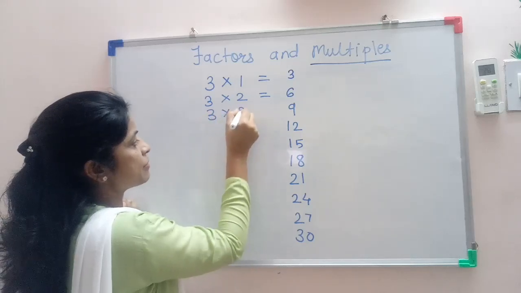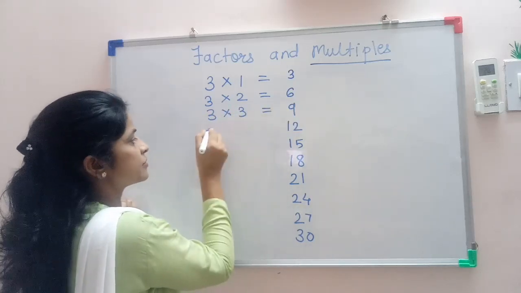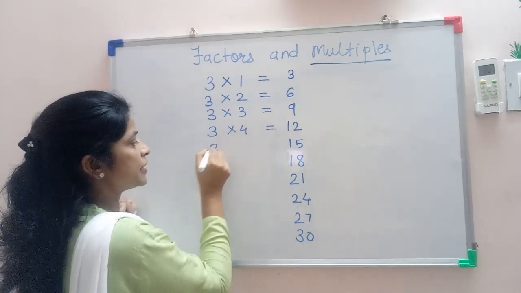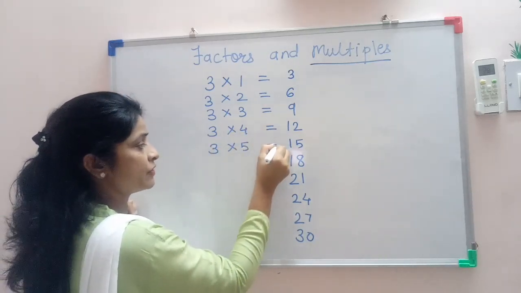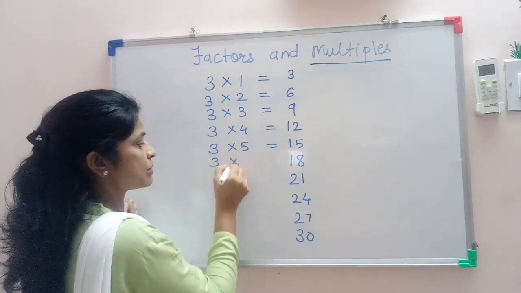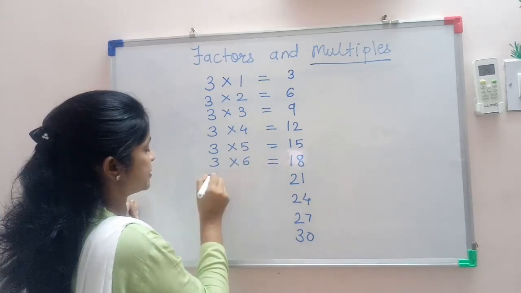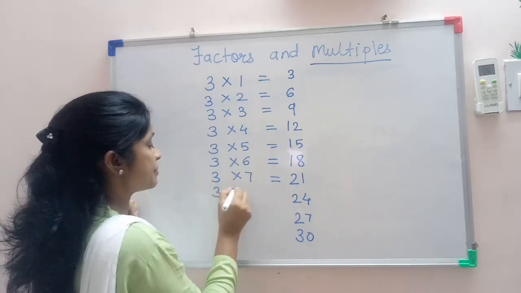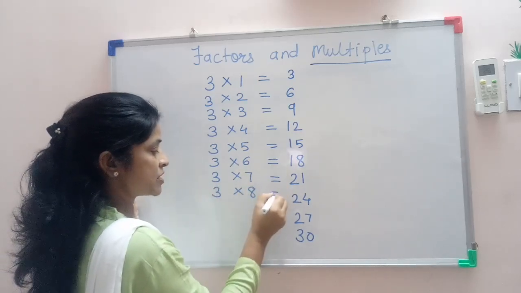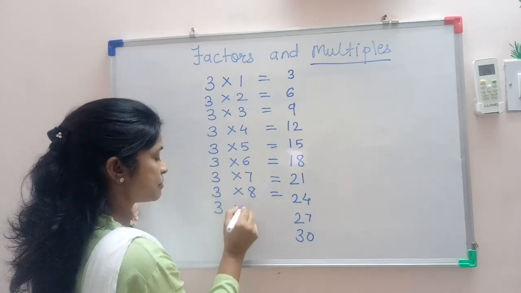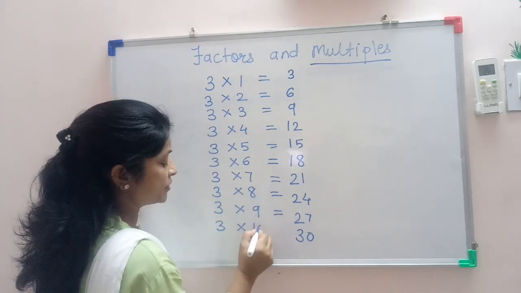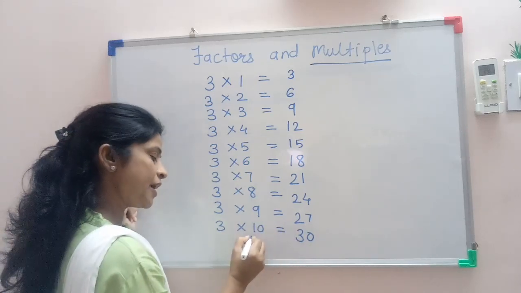3 multiplied by 3, 9. 3 multiplied by 4, 12. 3 multiplied by 5, 15. 3 multiplied by 6, 18. 3 multiplied by 7, 21. 3 multiplied by 8, 24. 3 multiplied by 9, 27. 3 multiplied by 10, 30, and so on.